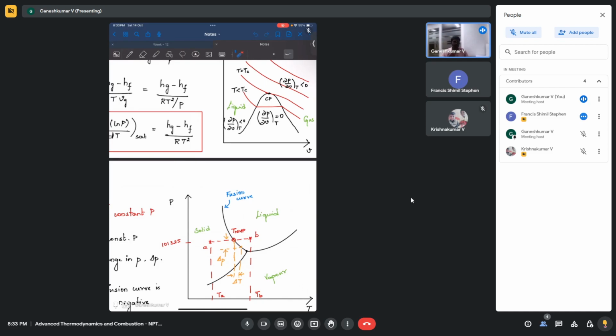So let's say you take 1 atmospheric pressure, and then you draw a line. At 1 atmospheric pressure, 273.15 Kelvin is the freezing point, right? And 100 degrees Celsius is the boiling point. These two lines correspond to that. This is T freezing and this is T boiling. Both are saturation, but they deal with two different phase changing phenomena.